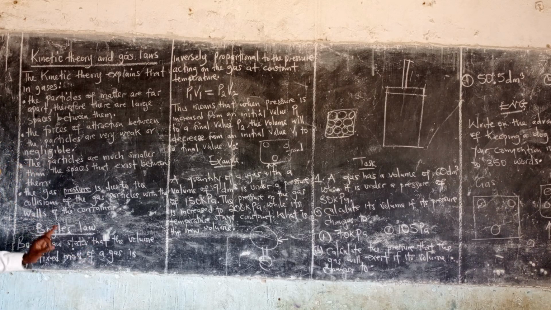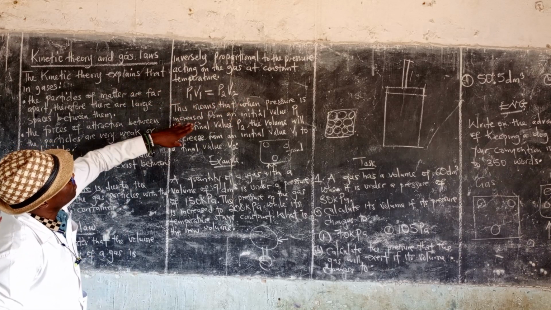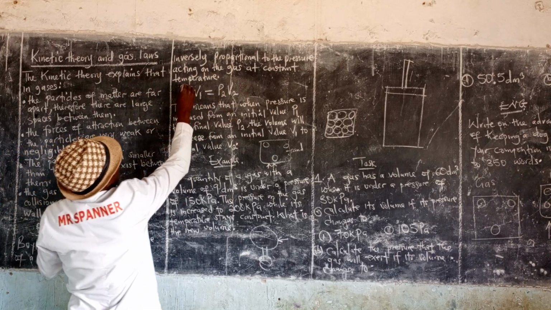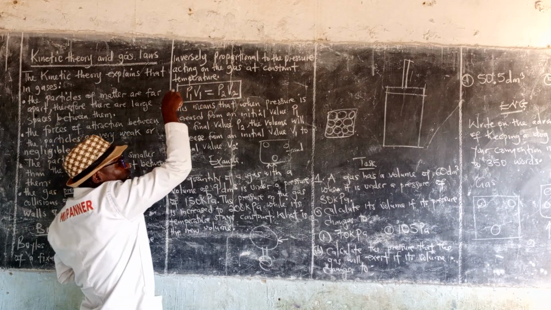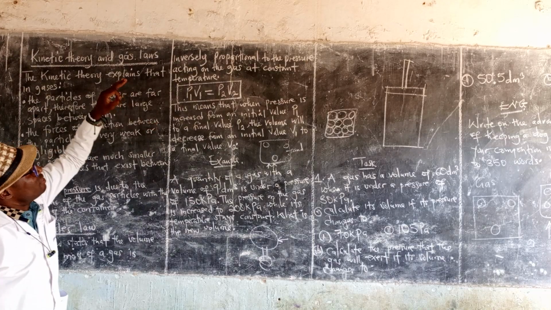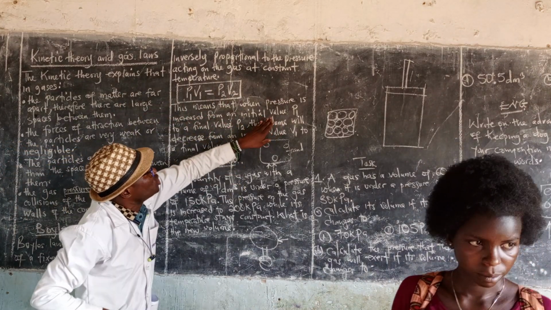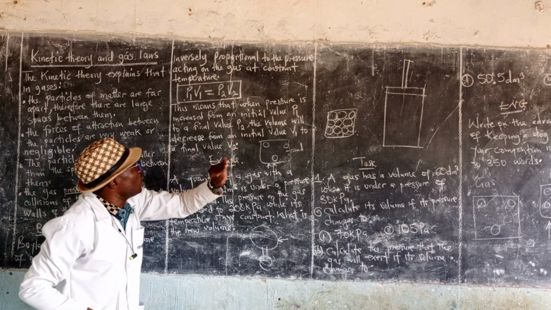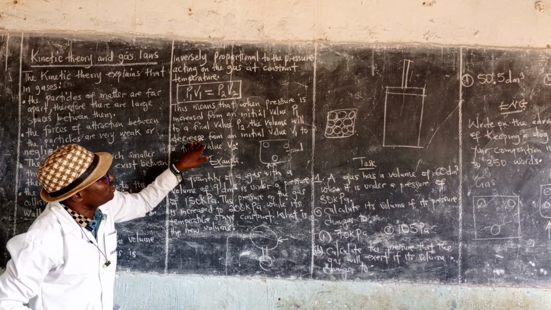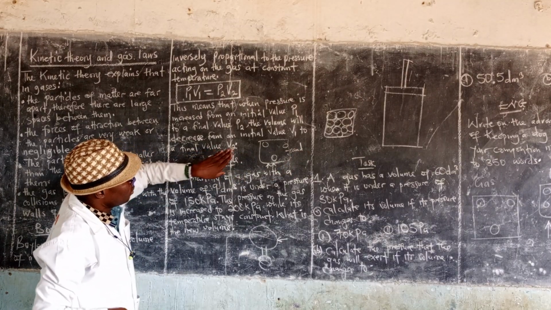Boyle's law states that the volume of a fixed mass of gas is inversely proportional to the pressure acting on the gas at a constant temperature. This is the equation that we have under Boyle's law. So Boyle's law deals with pressure and volume. This means that when pressure is increased from an initial value P1 to a final value P2, the volume will decrease from an initial value of V1 to a final value V2.